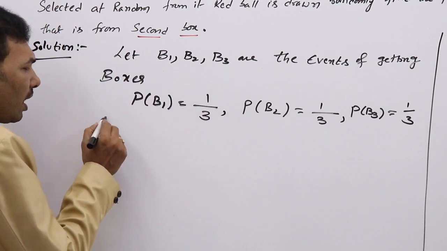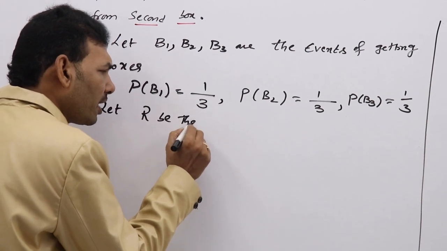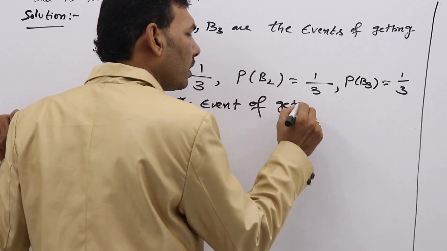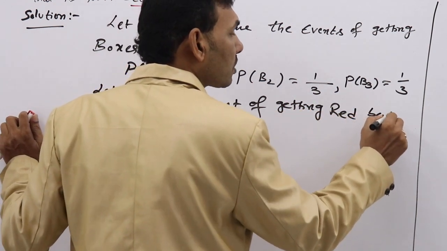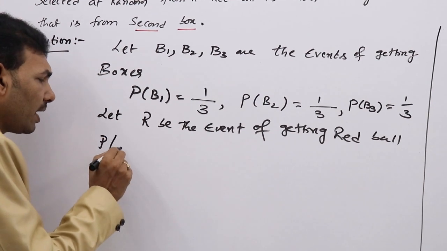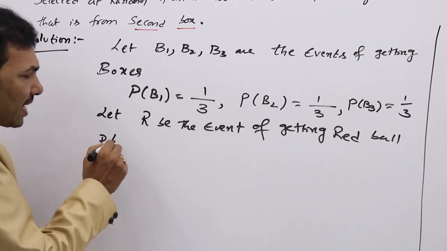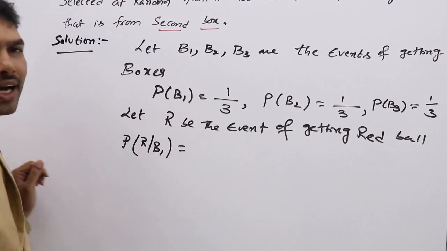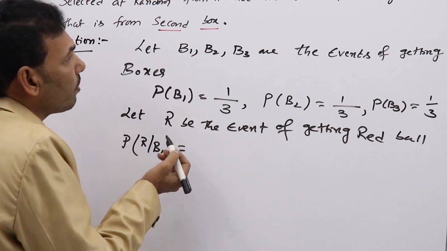Now, I am assuming let R be the event of getting a red ball, the event of getting a red ball from any box. So now, what is the probability of getting a red ball from box 1? Box 1 is selected first. Next we are getting a red ball from box 1.